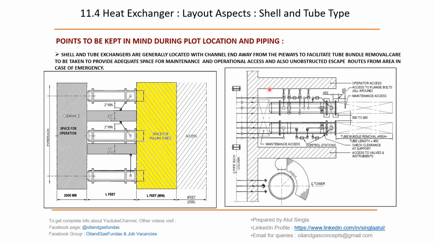So we need to have clear space behind the exchangers for bundle pull out. No piping should be there. Here, the pipe is routed at an angle so that while opening the bolts at this section there is no obstruction. Sometimes we provide breakable flanges so that we can easily remove these pipes, and the operator can stand here and do the maintenance activities.